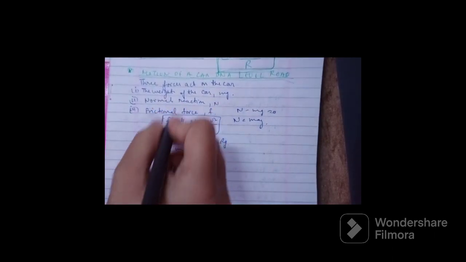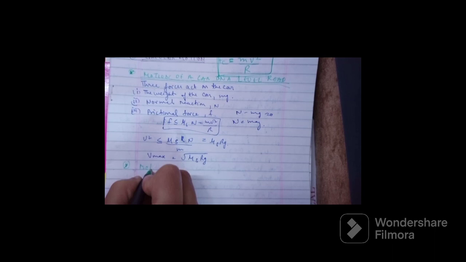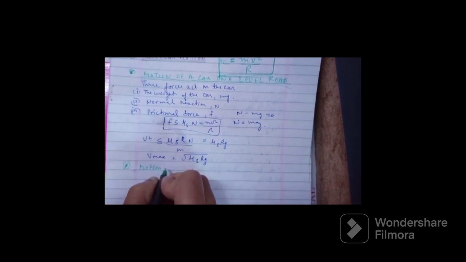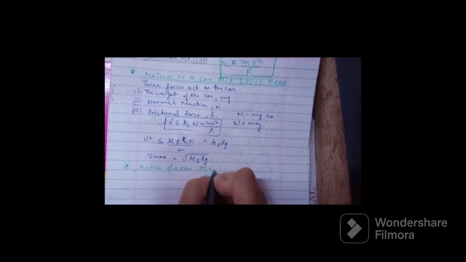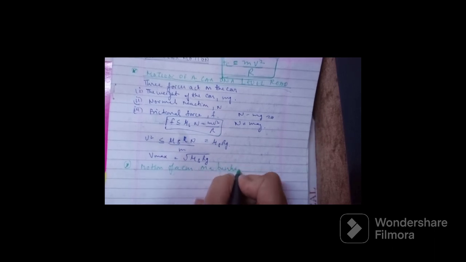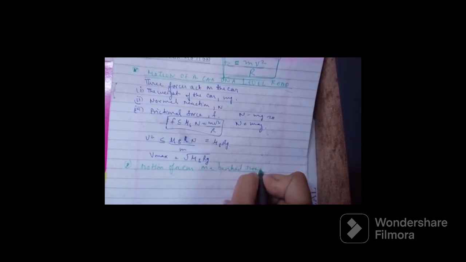You can copy down all these things. Motion of a car on a banked road.